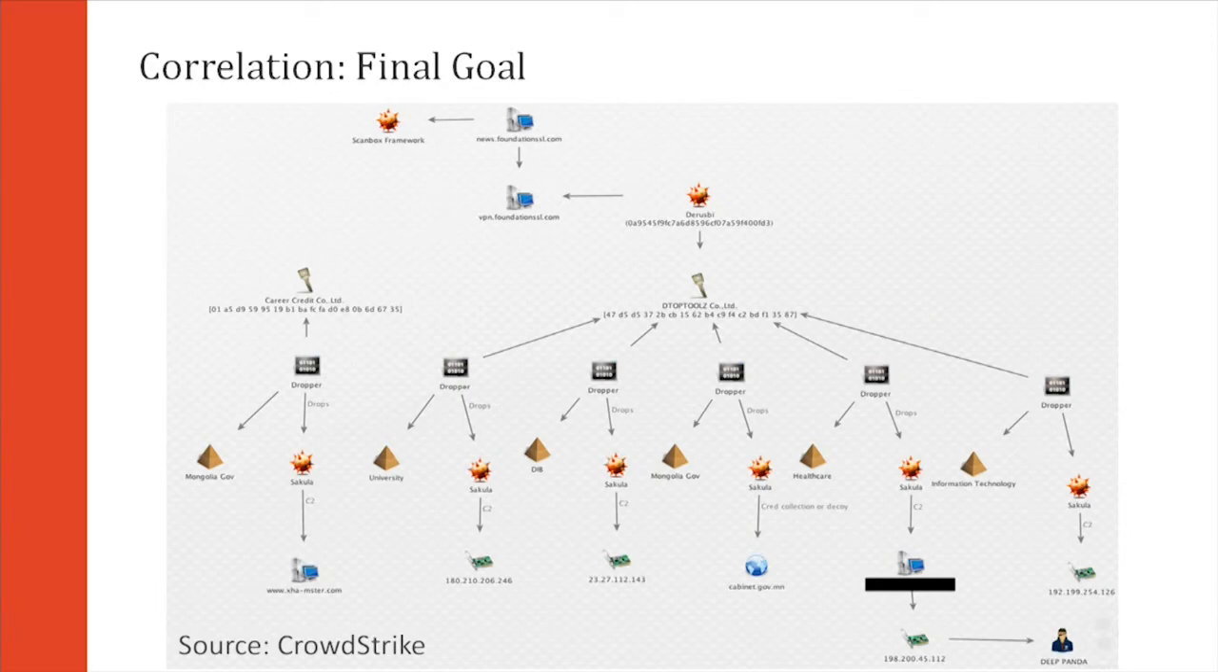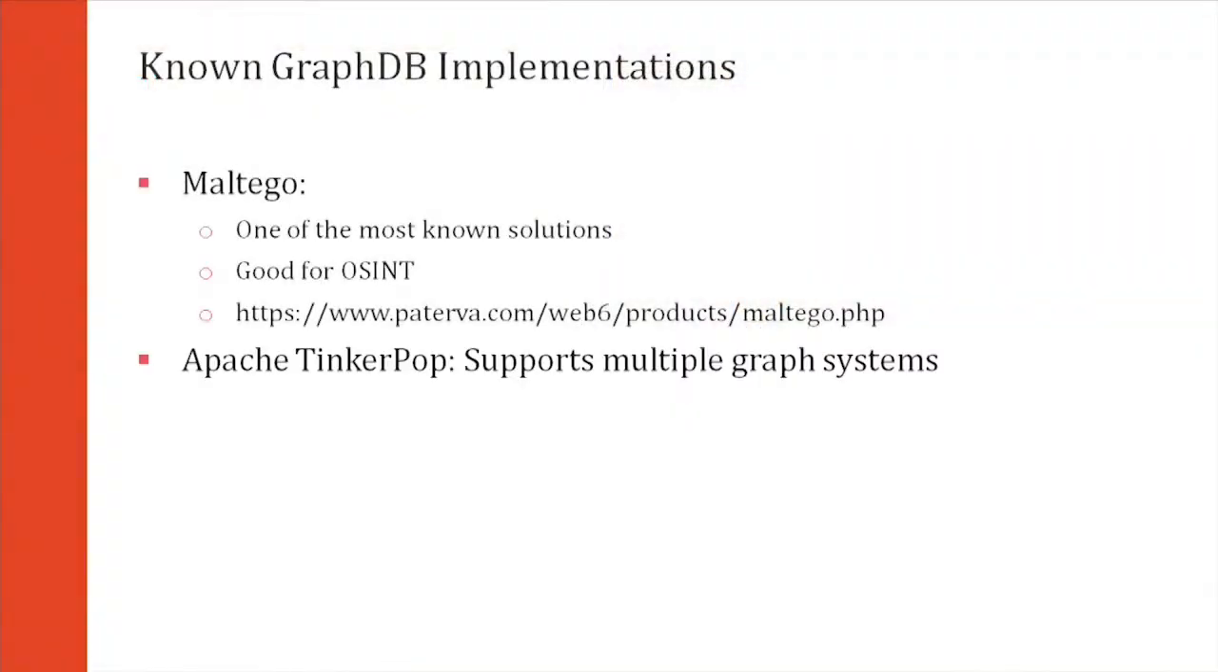But this whole intelligence is not going to come automatically. This intelligence must be built by us based on the information that we just got, okay? It is good for open source intelligence, as I said, and it uses GraphDB behind the scenes. And here is the website if you want to check it out, okay?